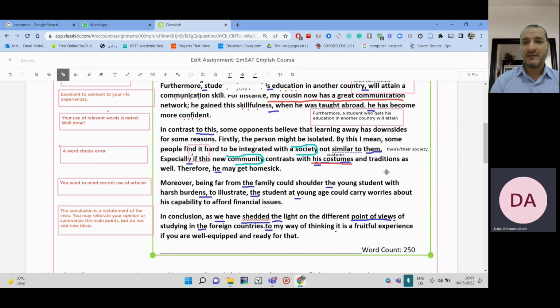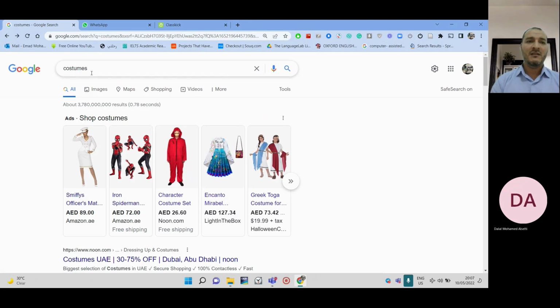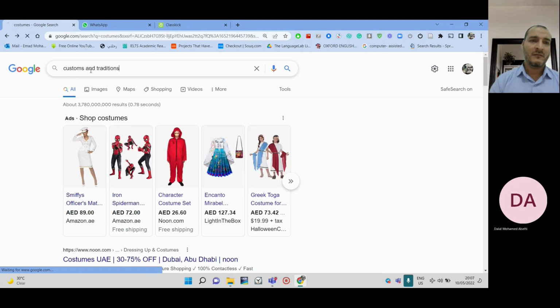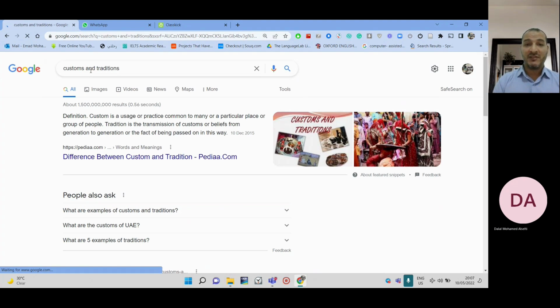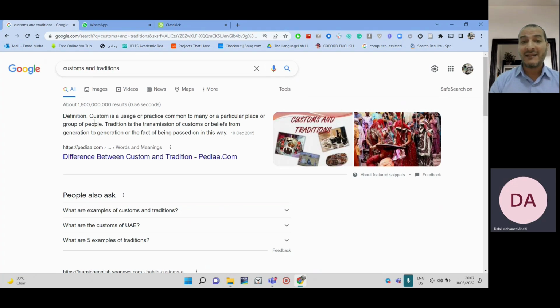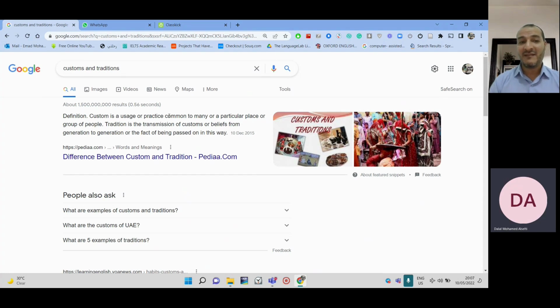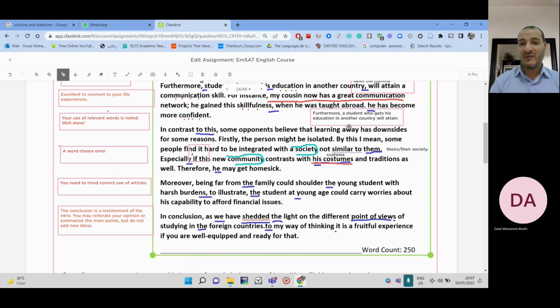Okay, here it is. So let's write the word here: customs. Together, customs and traditions. Customs is the practice, and tradition is the transition of practice between generations. Practice and beliefs, you know. Okay, so this is a big difference between the two meanings, customs and traditions.